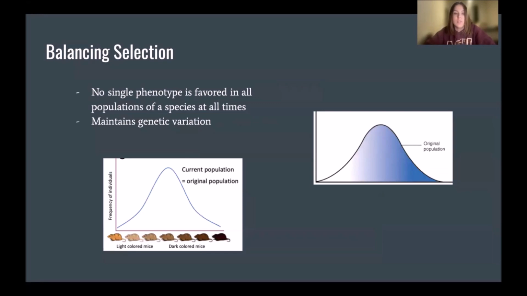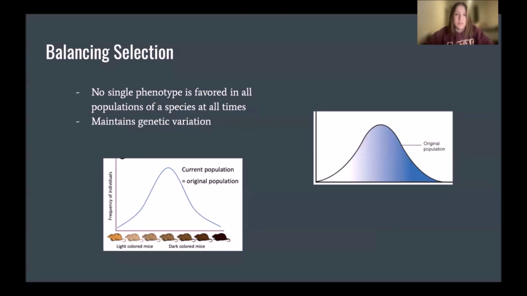Balancing selection is when no single phenotype is favored in all populations of the species at all times. And this maintains genetic variation. So this is different than stabilizing selection, since stabilizing selection is more extreme and it doesn't include as much variation, versus balancing selection, although it also favors the more moderate phenotype, it is more broad and maintains that genetic variation.